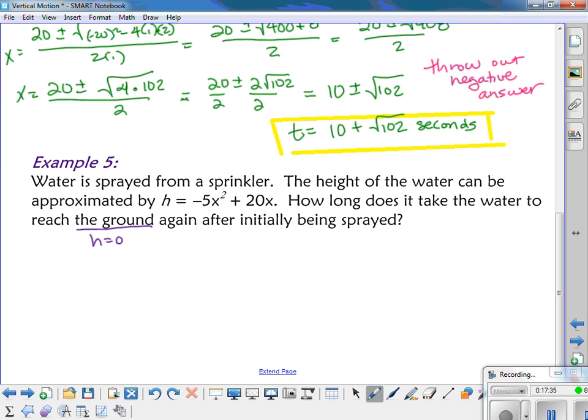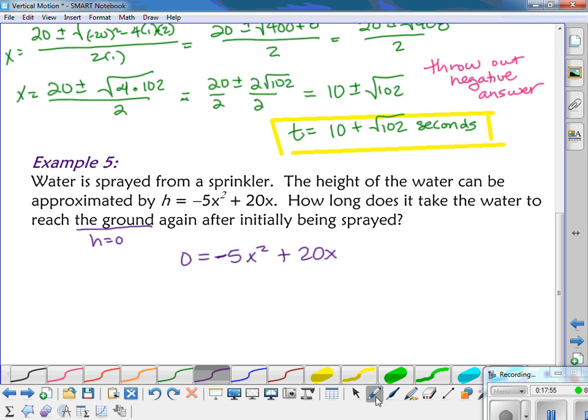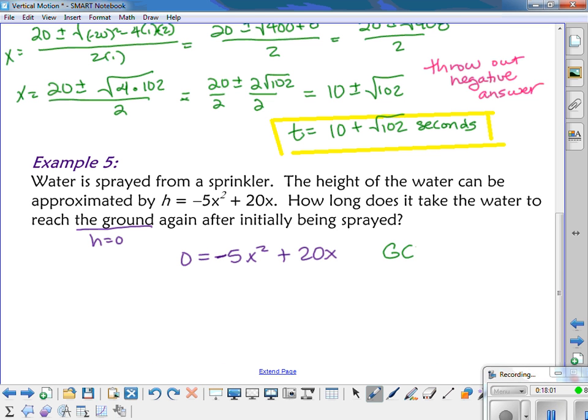So we have 0 equals negative 5x squared plus 20x. Okay, I can't solve this one with square roots. I have to factor it. It's not a trinomial. So how do we factor when it's not a trinomial? What do we look for? How about a common factor? Okay, so we're going to do this one by factoring out the GCF. So go ahead and factor that one for me.